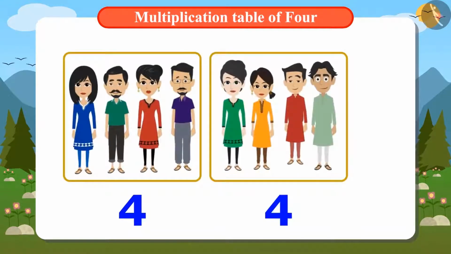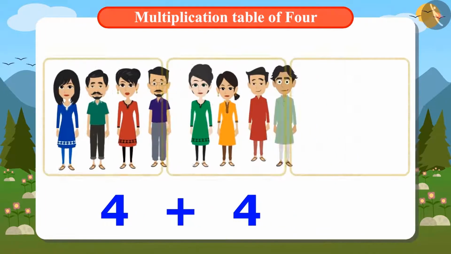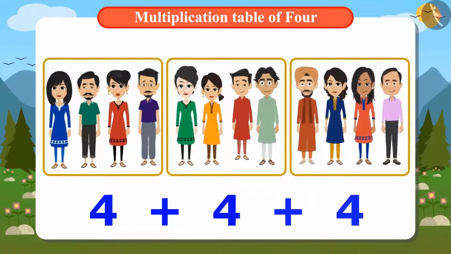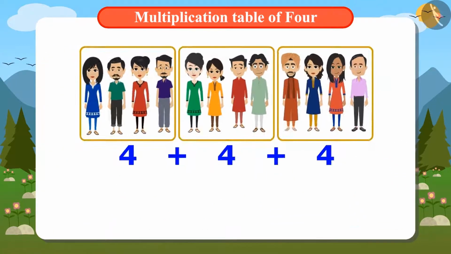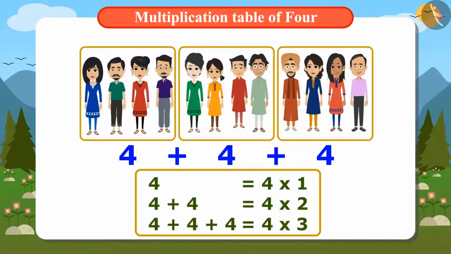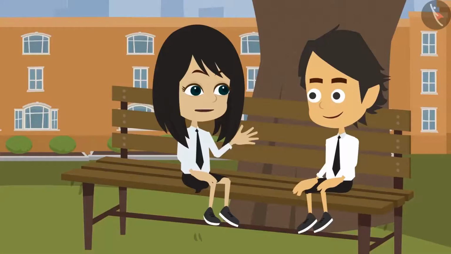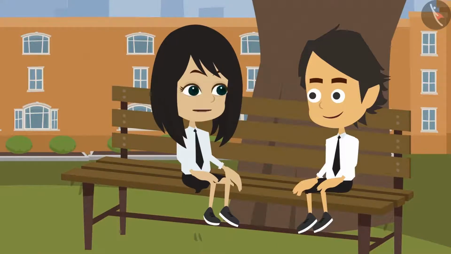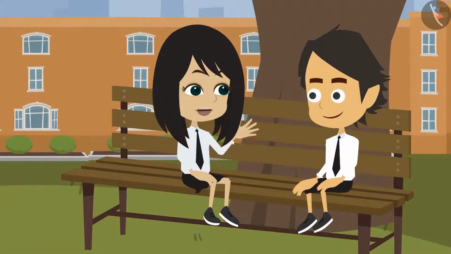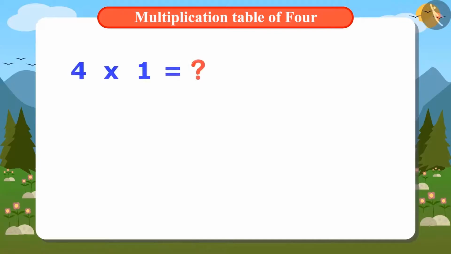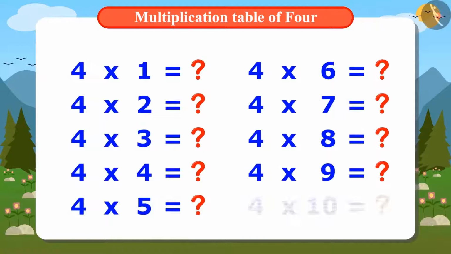To know how many guests will use 2 tables, you have to add 4 2 times. For 3 tables, you have to add 4 3 times. That means you have to read the multiplication table of 4. What does a table mean? The list you get when you multiply a number from 1 to 10 is called a multiplication table. Multiplication table of 4 will be the sequence you get when you multiply 4 from 1 to 10.